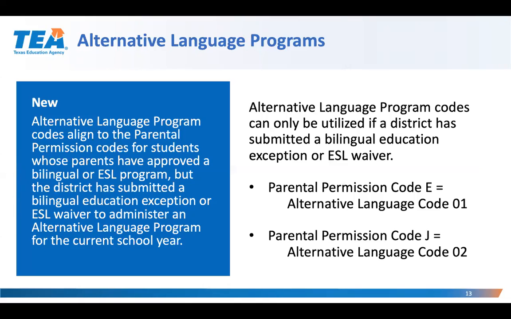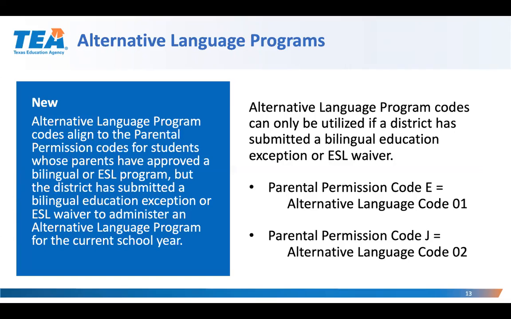Parental permission code E, for instance, when the parent has approved a bilingual program, but the district has submitted a bilingual education exception, will now generate a program coding of alternative language program code 01. Notice that when a new code is created, there are 2 digits, so it is 01 for the bilingual alternative language program code.